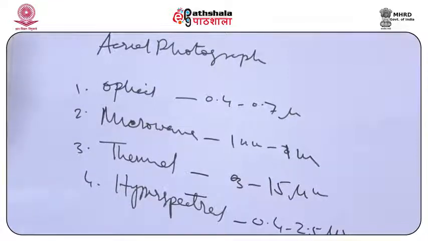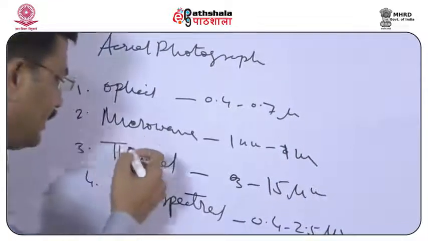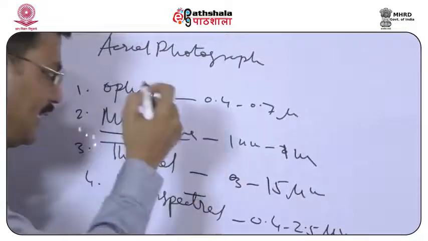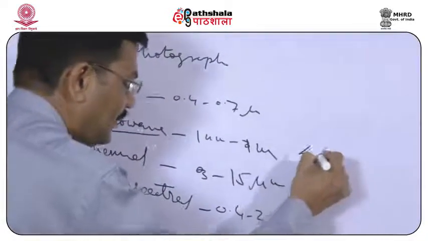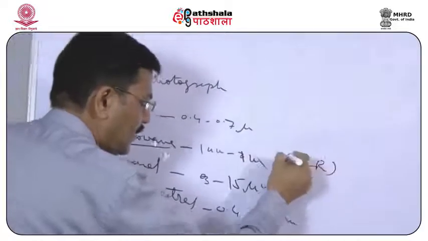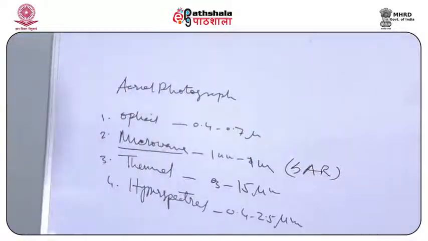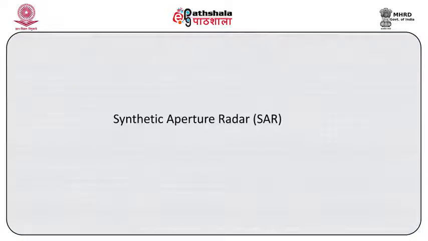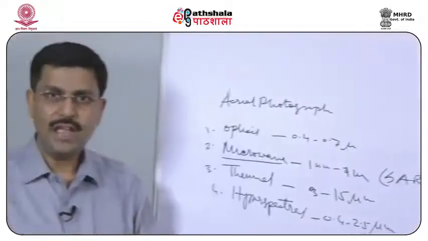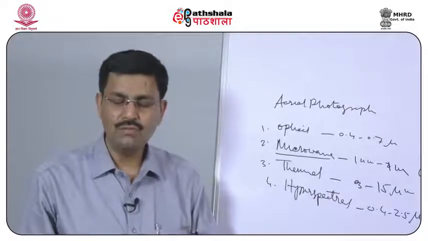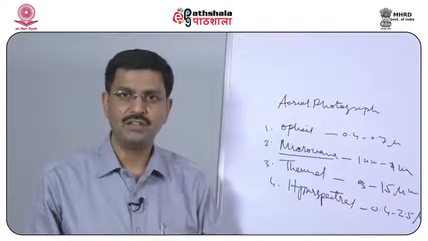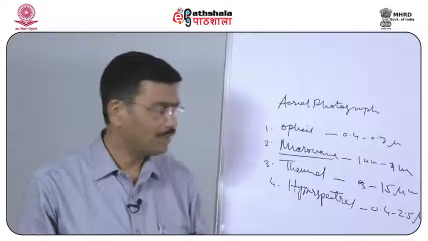So, if you take, for example, microwave data, one very important data is the data of SAR, a sensor that we call synthetic aperture radar, which takes in situ measurement of the land surface feature, which is a new and important application of satellite data in remote sensing.